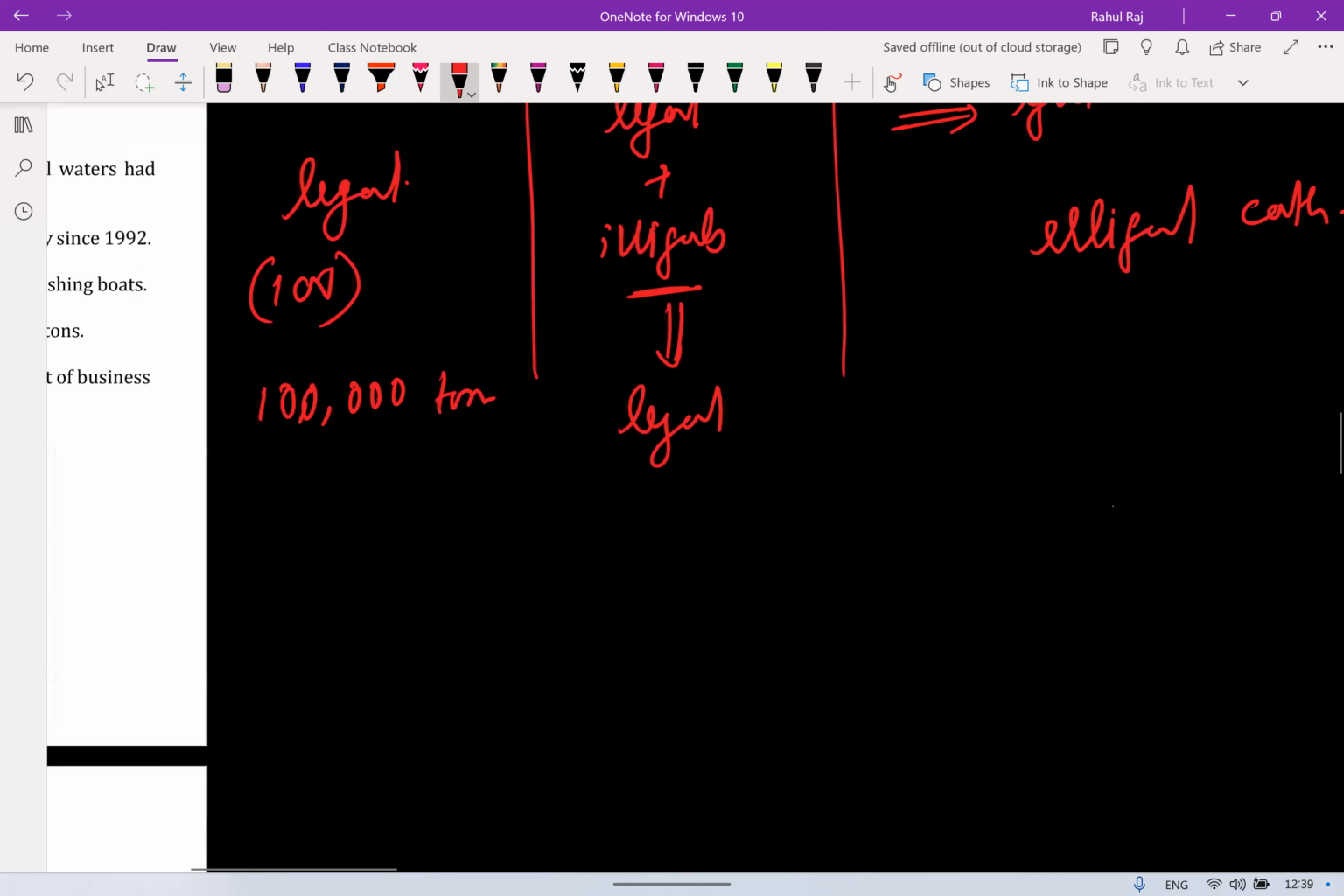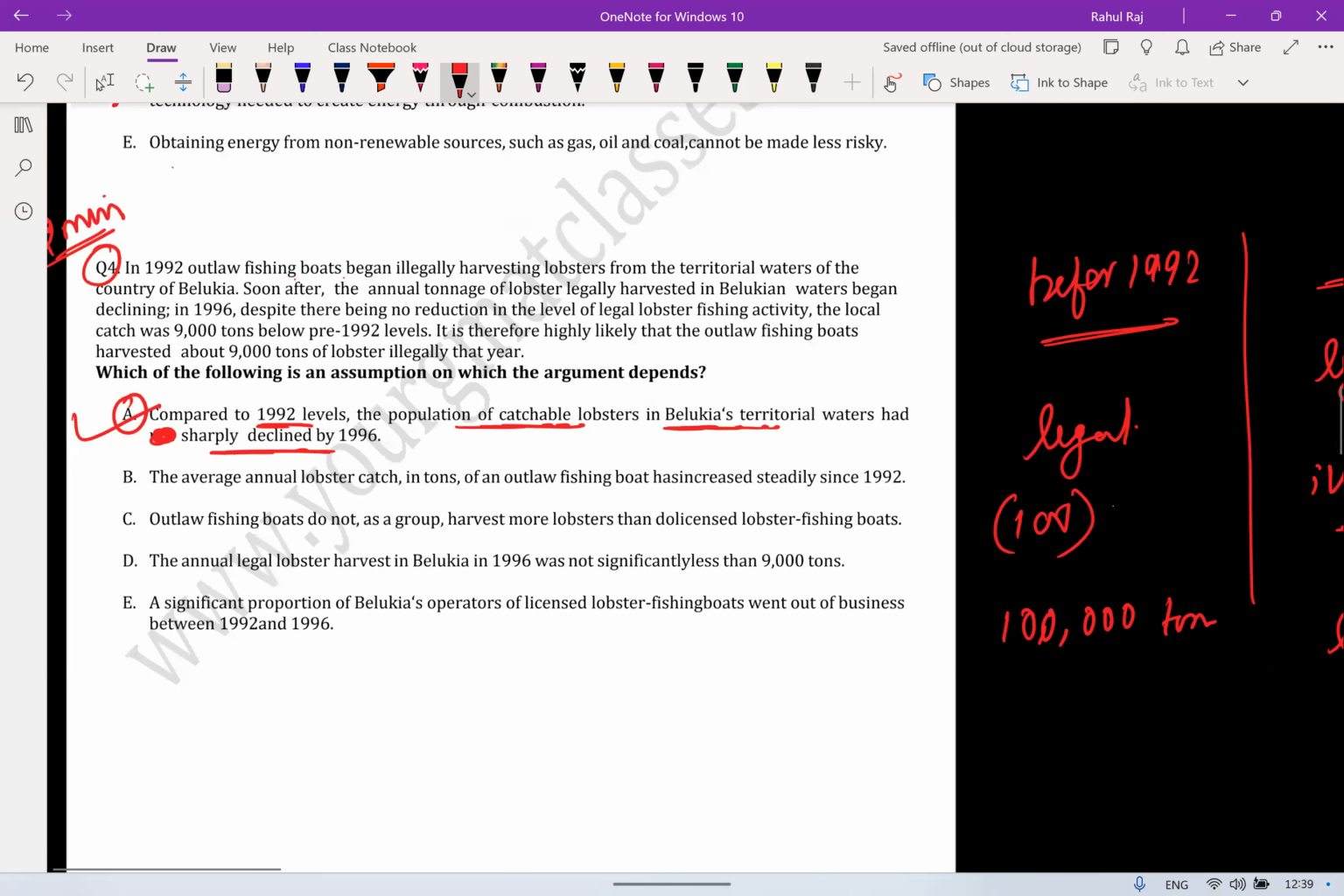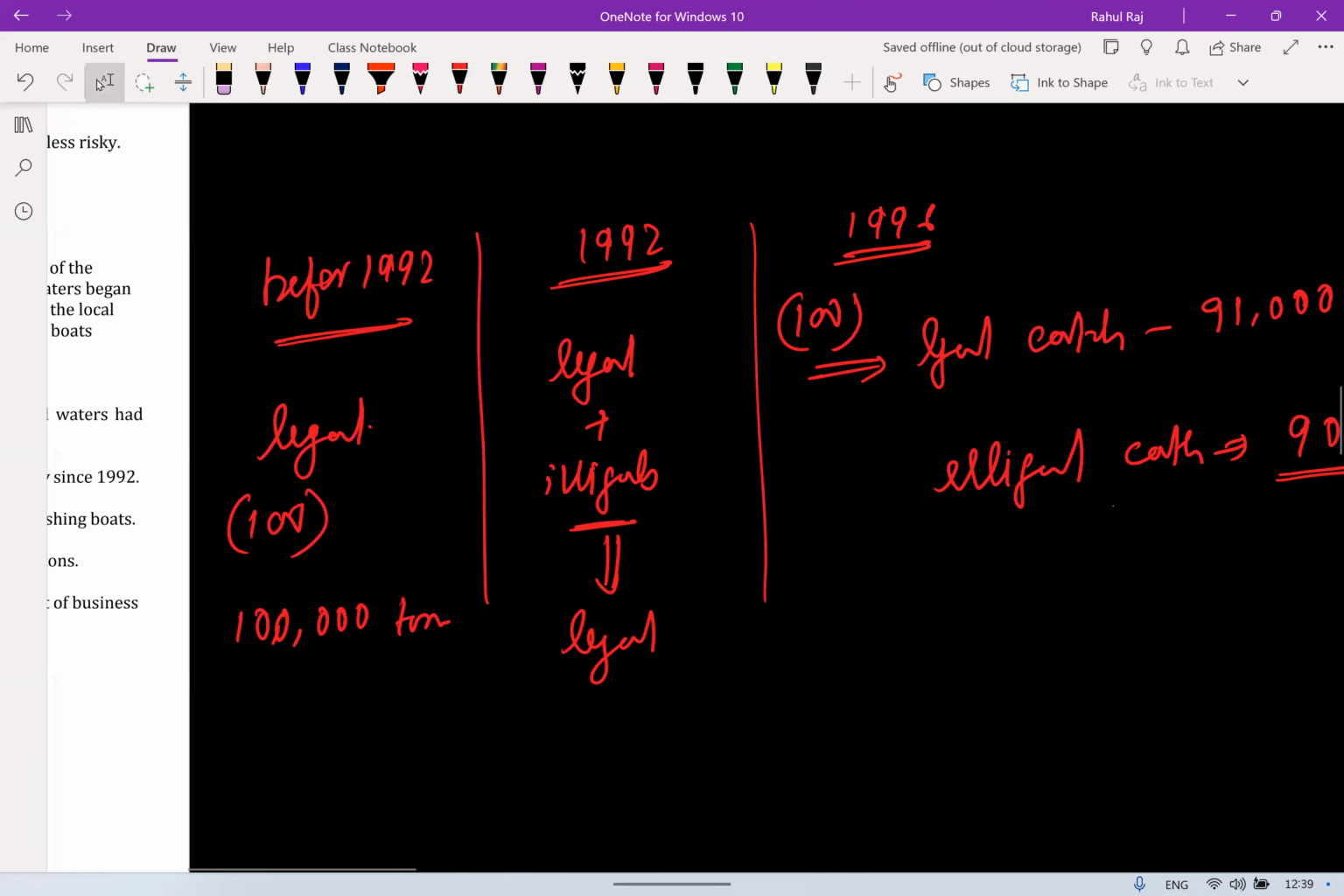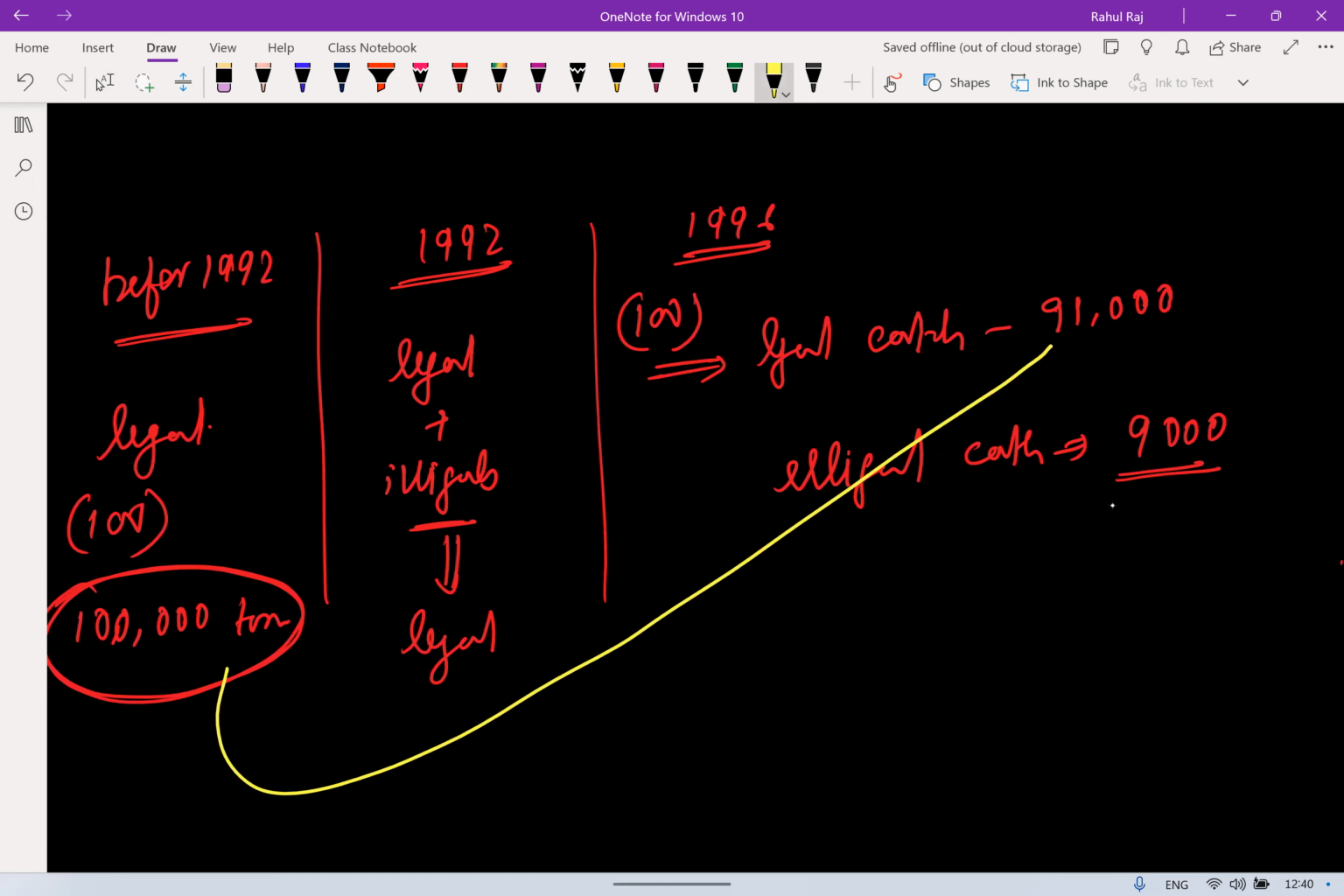Now imagine what is happening over here. When I negate statement number 1, it says compared to the 1992 level, the population of catchable lobsters in Bolokian water had sharply declined. So before 1992, 1 lakh tons of lobsters were caught. And now they are trying to say that the population of this 1 lakh ton, that is 100,000 tons, has itself declined to 91,000 tons. So saying that illegal boats got 9,000 tons, is it absolutely weakening the conclusion or not? What is the conclusion trying to say? That before 1992, there were only legal boats that used to catch lobsters. Imagine they used to catch 100,000 lobsters, that is 1 lakh lobsters.